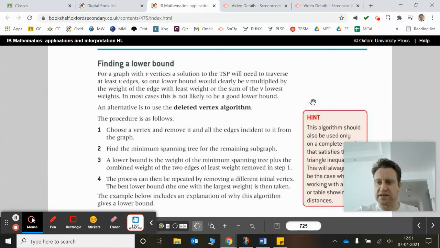Okay, guys, so this is the last exercise and the last idea in the book here. This is 15J. This is, again, talking about the traveling salesman problem, but this is the second algorithm here. This is finding the lower bound for the traveling salesman problem.